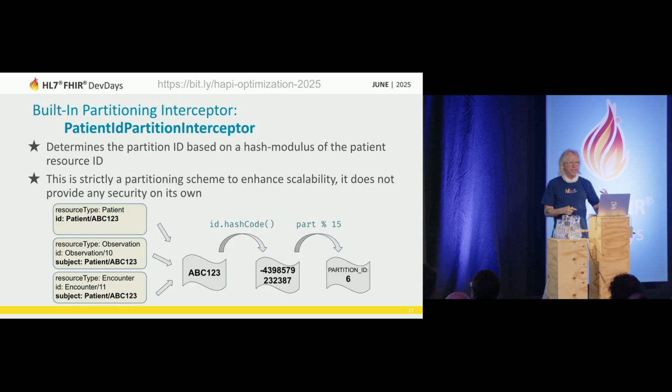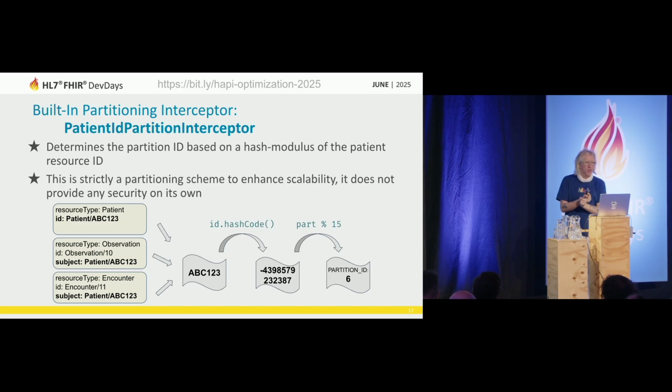The patient ID partition interceptor puts every resource in a given compartment in a specific partition. So in other words, if I've got my patient 1, 2, 3, maybe that patient has a bunch of encounters and a bunch of observations that all have subject references back to the patient. Maybe they've got all kinds of other clinical data, administrative data, what have you, that has references back to the same subject, to patient 1, 2, 3. This interceptor will put all of that data in the same partition.